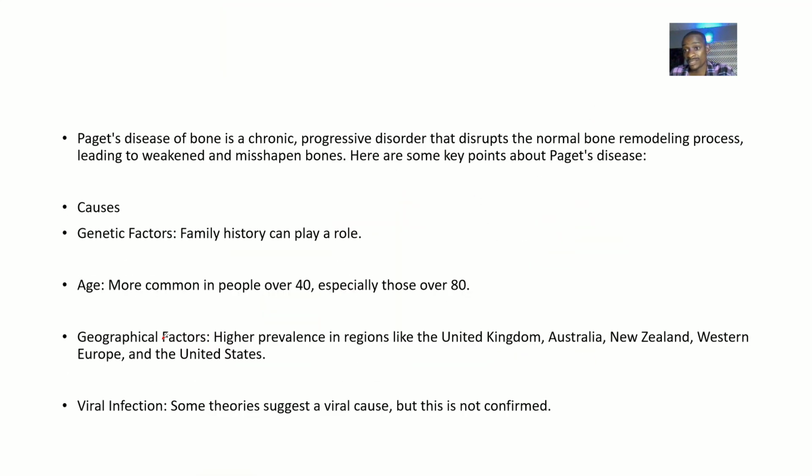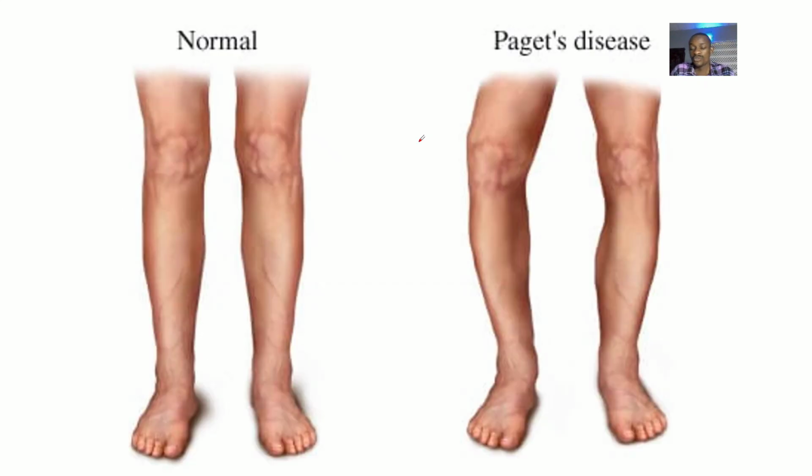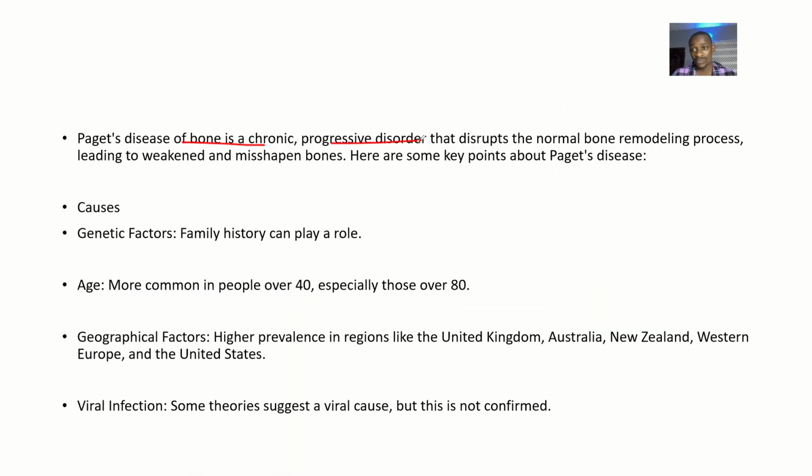treatment of Paget's disease. Okay, so Paget disease of the bone is a chronic. That means what? It's something that must have been there for a very long time. It's chronic and it's a progressive disorder that disrupts the normal bone remodeling process. As your bone is growing, as your bone is developing, it will disrupt the normal development process. You get it? So it will lead to you having weak bones and misshapen bones, right?